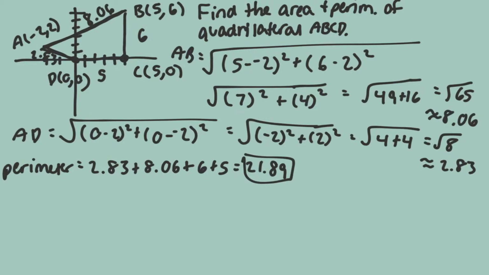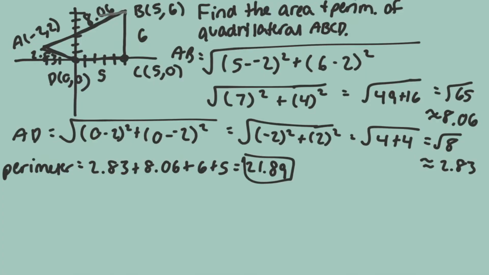So for the area, we want to break the figure into triangles and rectangles, because those are a lot easier to find the area of. So what we can do is draw a big rectangle around the figure and break the remaining parts into triangles and rectangles. So here we can make that a triangle. There's a triangle.